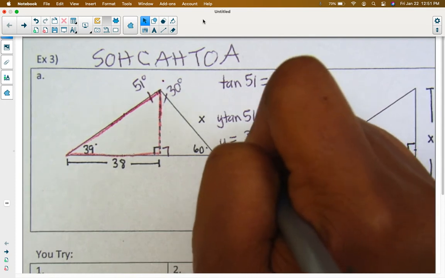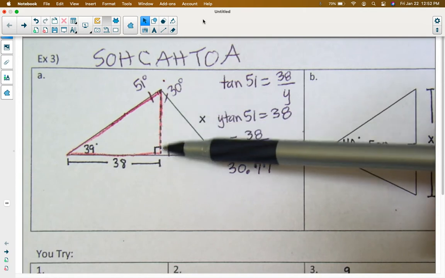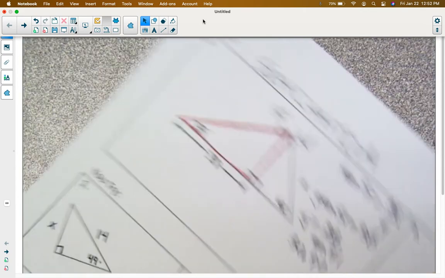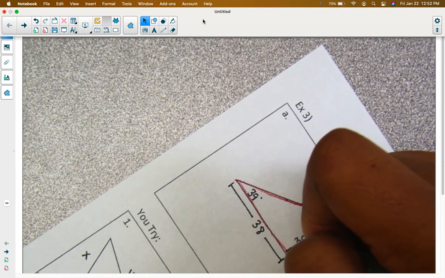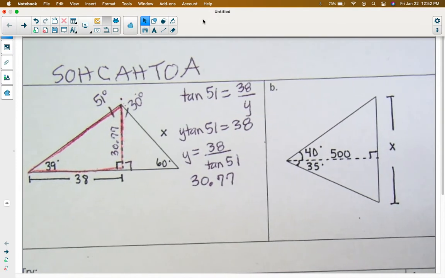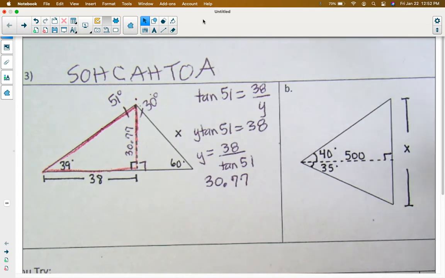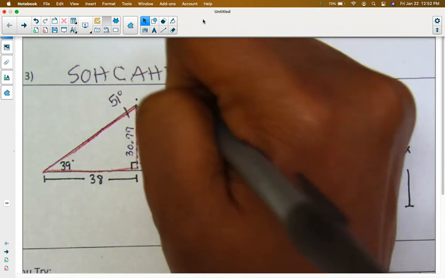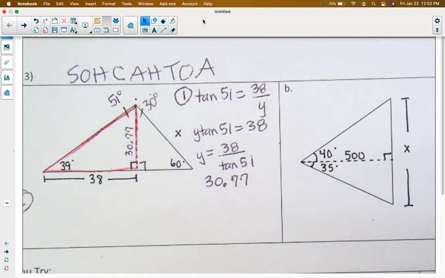So I got 30.77. All right, so that gives me the length of this dotted line here. So I'm going to write that sideways because that gives me the length of this. This is 30.77. Now, that should help me. I should have enough information to now find what x is. So this was step 1, and I'm going to come over here for step 2.